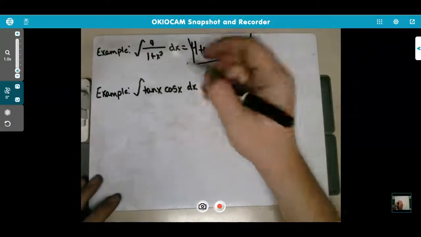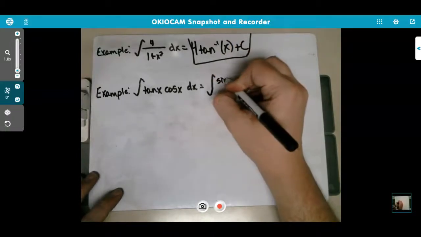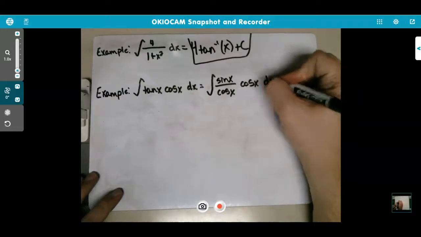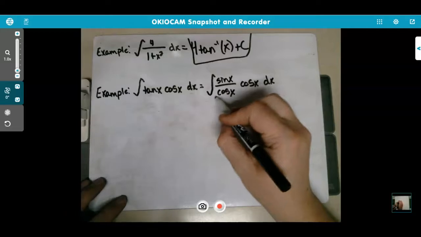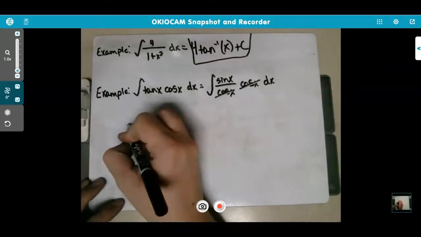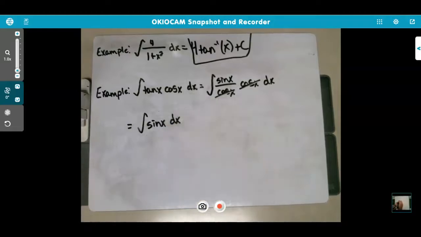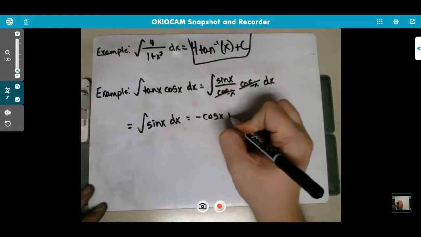Remember, tangent is sine over cosine, right? So let's rewrite tangent as sine of x over cosine of x, times cosine of x. Now the reason that's helpful is because now if I look, cosine of x is going to cancel out. So this is just the integral of sine x dx. And we've actually done that one a few times. We know that the derivative of cosine is negative sine, but since I have positive sine, that means I'm going to get negative cosine of x plus c.